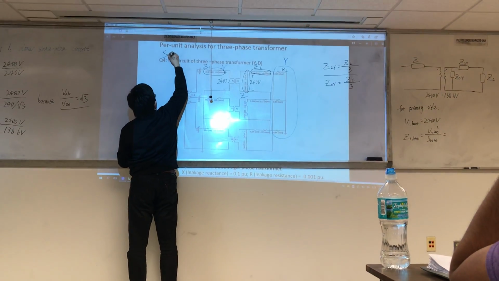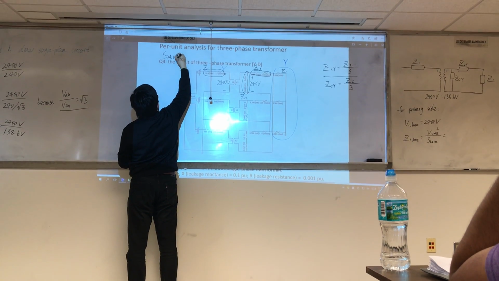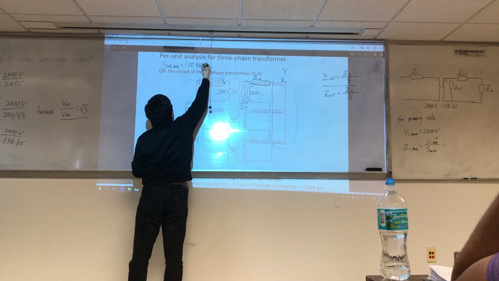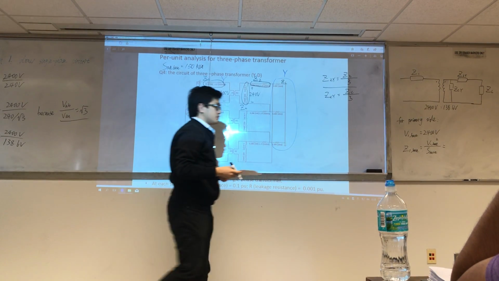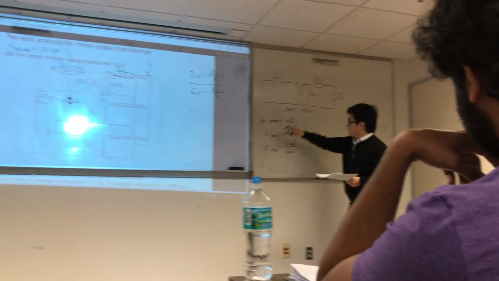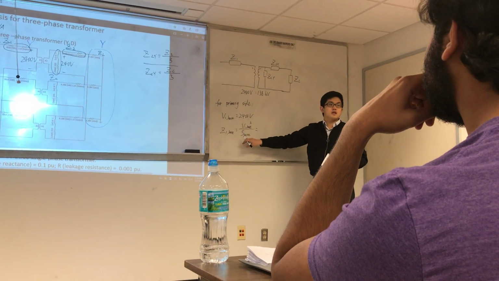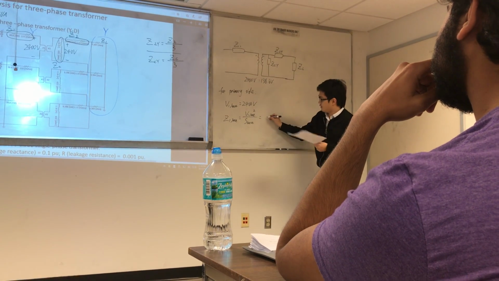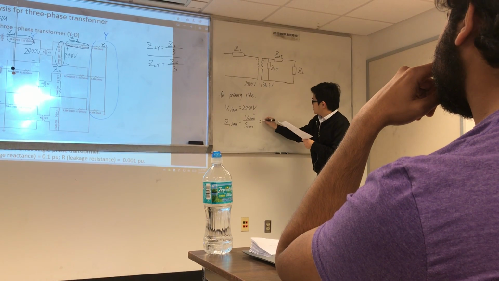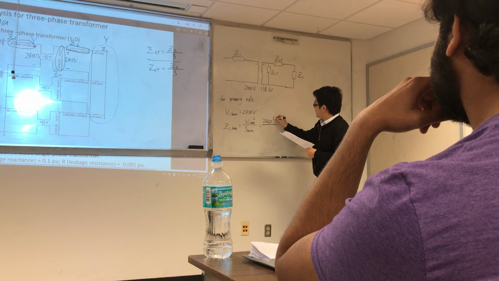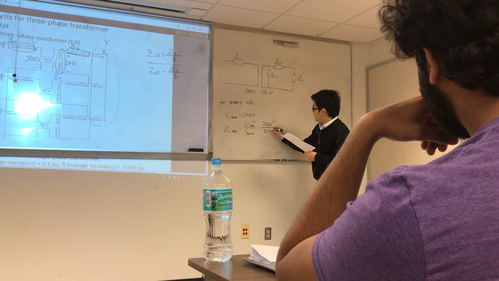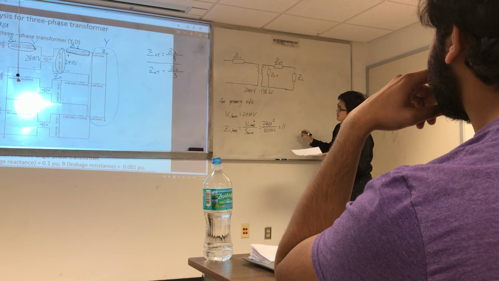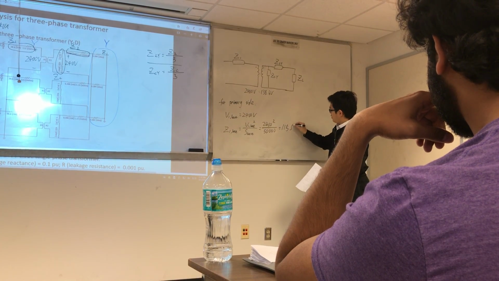The three-phase base is 150 kVA. So for the single phase, this one is 50, right? Because the three phase is 150, so single phase is 50. So it's 2400 squared divided by 50k. So the impedance, the Z base, is 115 ohm.